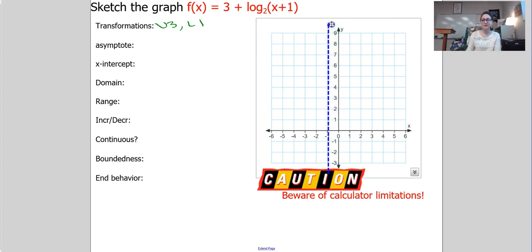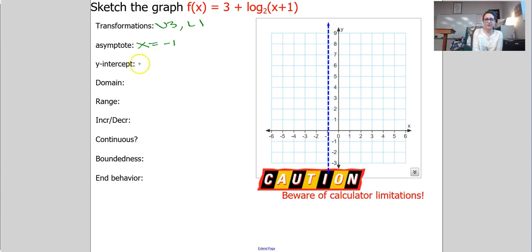But we've gone left 1, so now the asymptote is at x equals -1. Again, take a look at what value would make what's called the argument, the stuff in parentheses, 0. Okay? All right, now x-intercept. Let's take a look there. You know what, let's change that to y-intercept. So what do we get when x is 0?